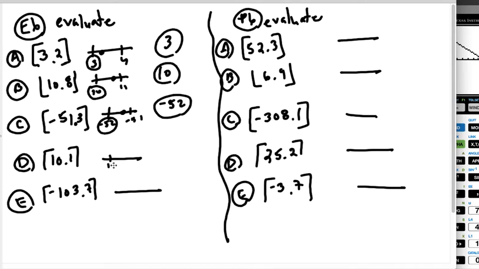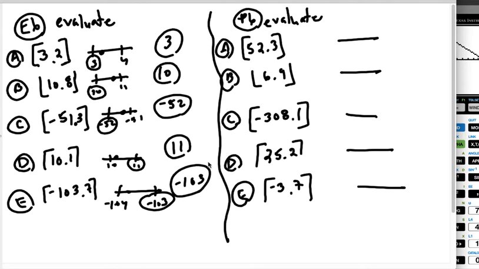Here I have a number that falls between 10 and 11, somewhere right around here, and that's the round up function because it has the top bracket only, so that's an 11. And here I have a number that falls between negative 104 and negative 103, somewhere around here. That's the round up function because it's top bracket only, so it's a negative 103.